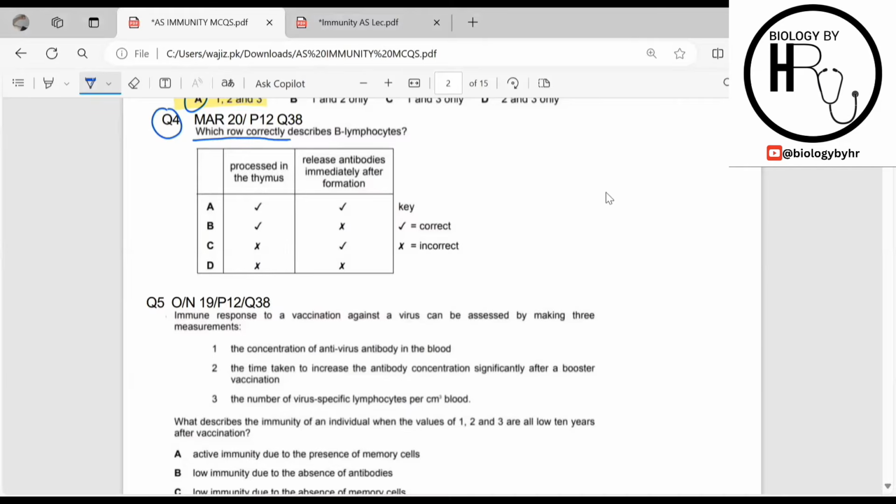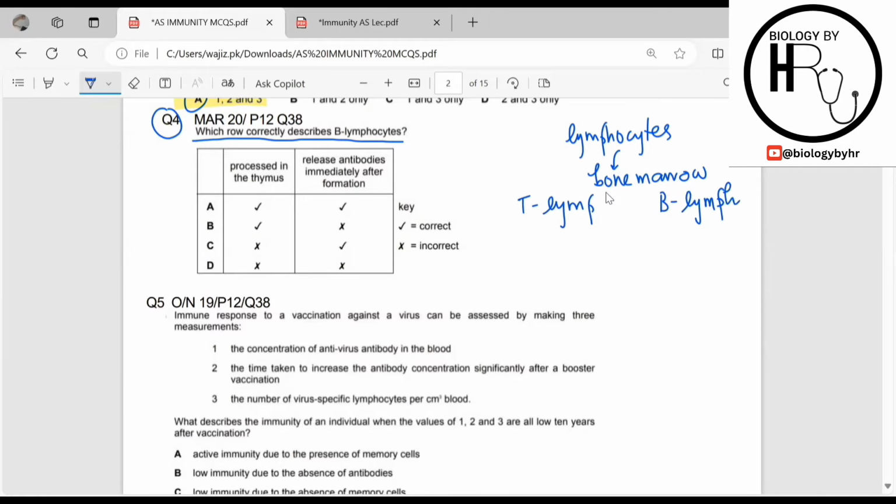It says, which row correctly describes the B lymphocyte. If I talk about the lymphocytes over here, we know that the lymphocytes are formed in the bone marrow. Then there come the T lymphocytes, and then there come the B lymphocytes. We know that the B lymphocytes are formed in the bone marrow as well as mature in the bone marrow as well. And if I talk about the T lymphocytes, they are made in the bone marrow but they are matured in the thymus.